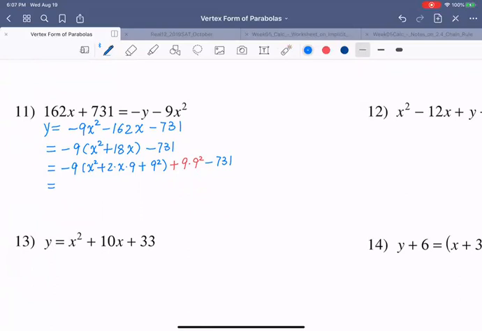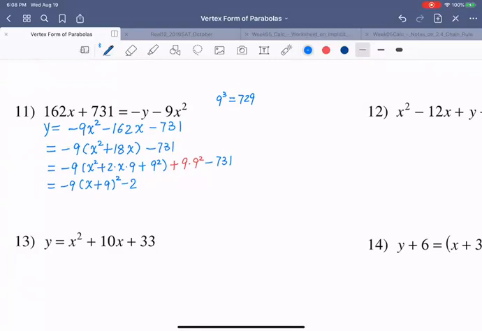Okay, so then it's -9 and then x squared. Oh wait, no, sorry, not x squared. X plus 9 squared. Perfect. Let's calculate this. 9 cubed equals how much? 729. Perfect. And then minus 731. So that's like -2. So minus. Perfect.